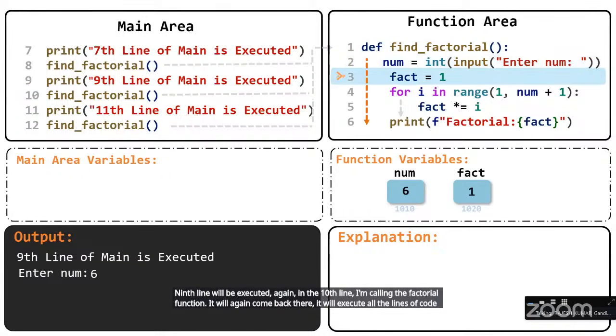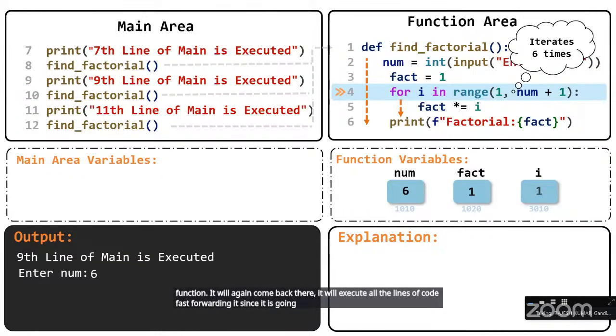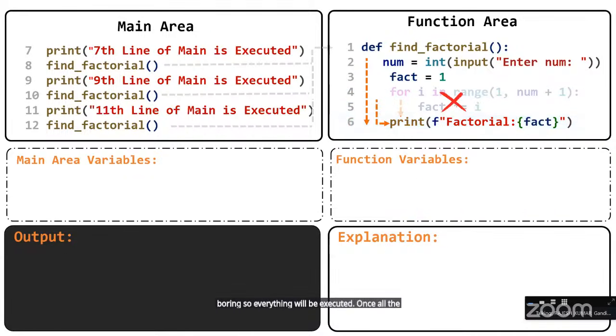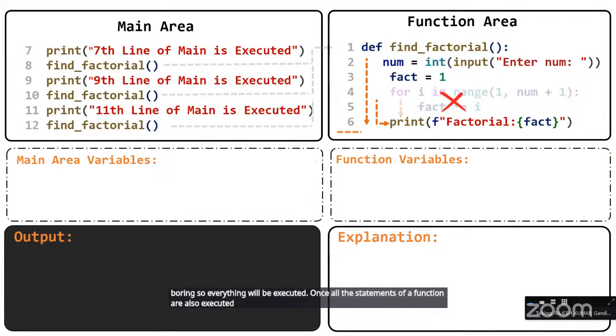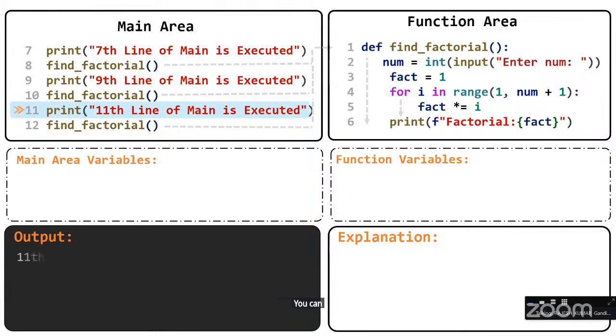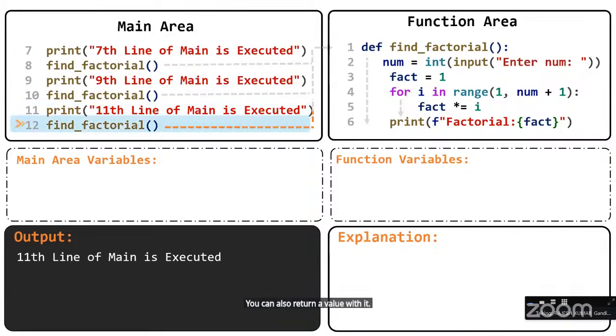I'm fast forwarding it since it is going to become boring. So everything will be executed. Once all the statements of a function are executed, it will again come back to the calling line. Okay, that's it. When it comes back, it comes empty-handed. You are getting None. You can also return a value with it. That's how simple a function is.